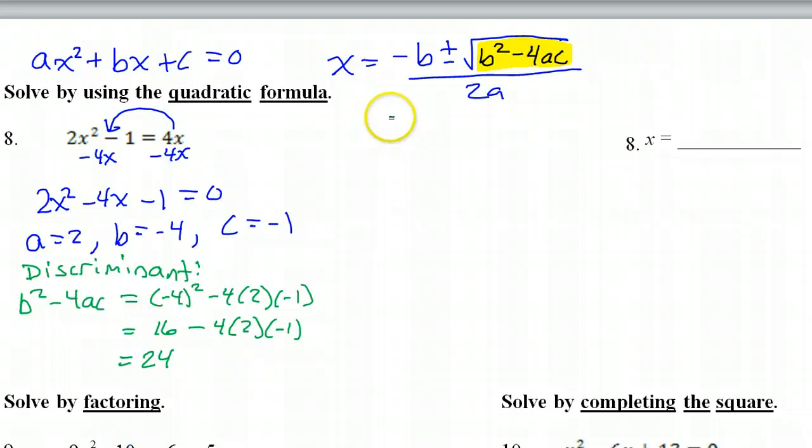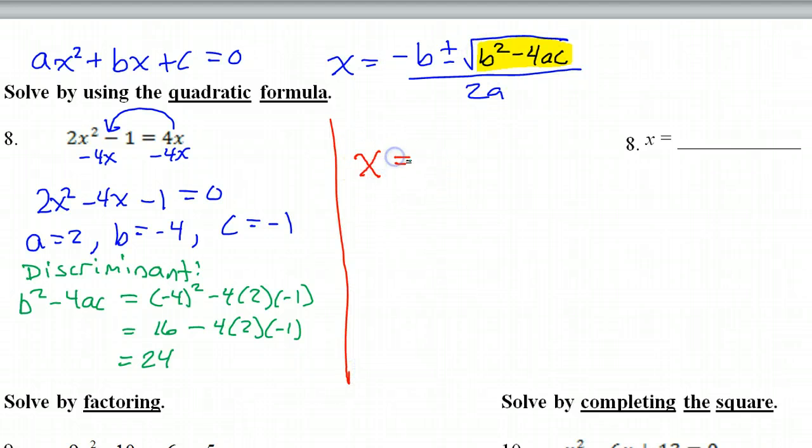Okay, then when you go to do the actual problem, the quadratic formula, it should look like this. Opposite of b. So b is negative 4, so we'll do the opposite of b, which is positive 4, plus or minus square root. Under the square root is this 24. All over 2a. Okay, a is 2, so 2a is 4.